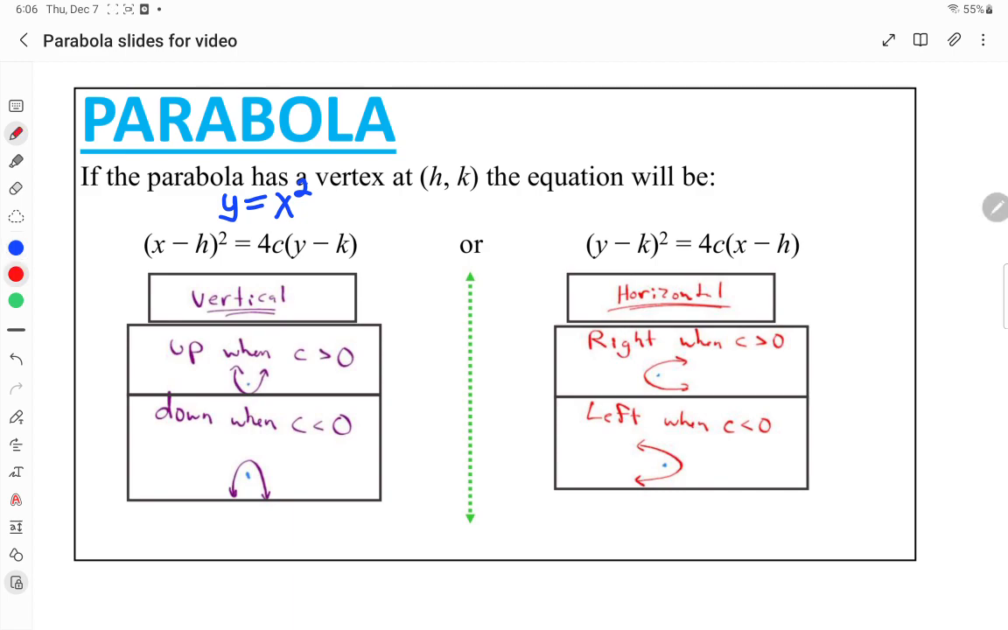The second version over here is where our y term is squared. So it's kind of like x equals y squared, which is a little different than we're used to. And that will open left or right. Specifically, the vertical parabola opens up when c is positive and down when c is negative, while the horizontal parabola opens right when c is positive and left when c is negative. And you see those blue dots? Those are the foci that are put inside like the pocket of the parabola.